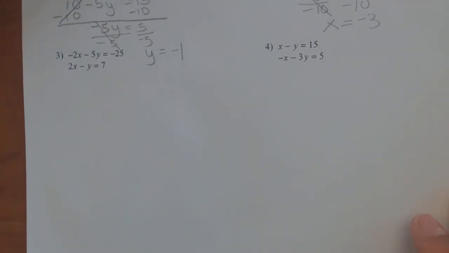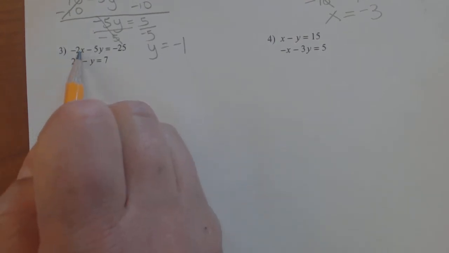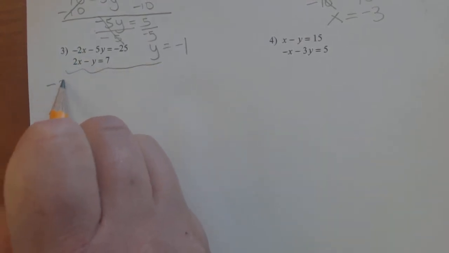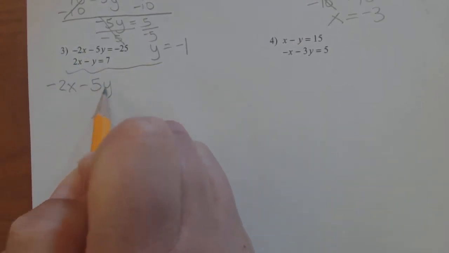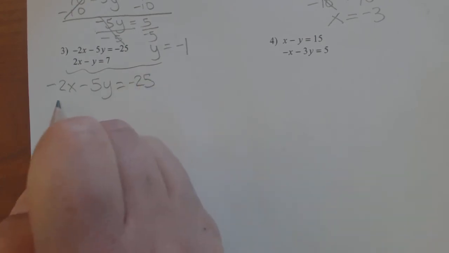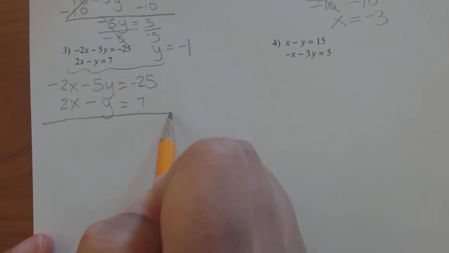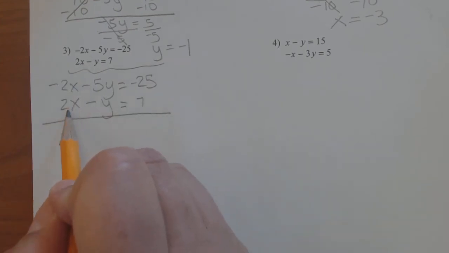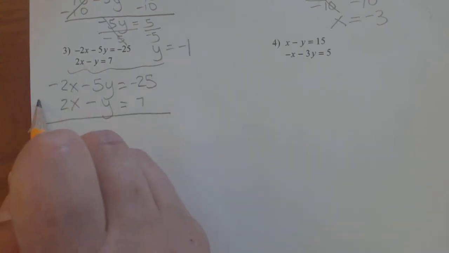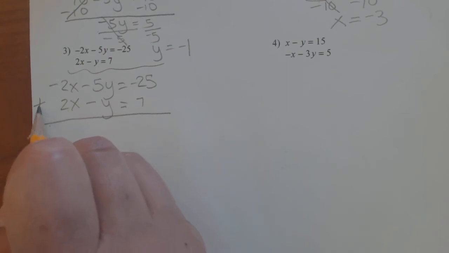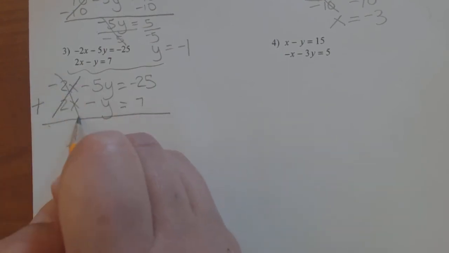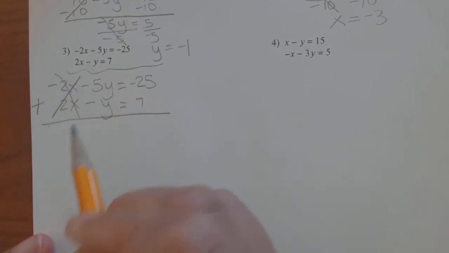Okay, here we go, number 3. I'm going to rewrite this again. Negative 2x minus 5y equals negative 25. Positive 2x minus y equals 7. I see that these have same number opposite signs, so I'm going to throw an equal sign and a plus sign. These are eliminated because we had same number opposite signs.